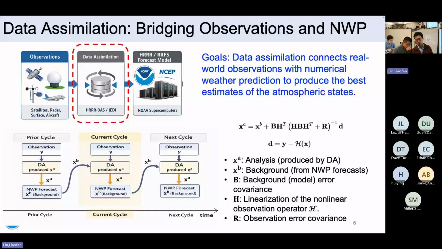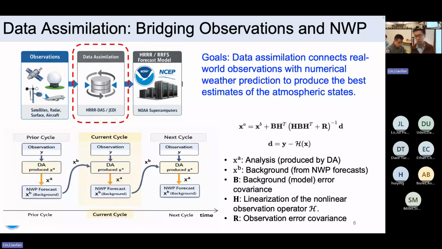Okay. So next, I'm going to briefly introduce the concept of data assimilation. The goal of DA is to connect the observations with NWP to produce the best estimate for the atmospheric states. Here I'm using a diagram to show how it's produced. Imagine that now we are at the current time, and we always get all kinds of observations I mentioned before. It could be radar, satellite, or conventional observations. At the same time, we have the background, or prior forecast, from the previous NWP forecast, denoted as XB. With DA, it's a statistical procedure to produce XA, or what we call the analysis. Then we use that analysis as the initial condition for the NWP to do the forecast for the next hour.